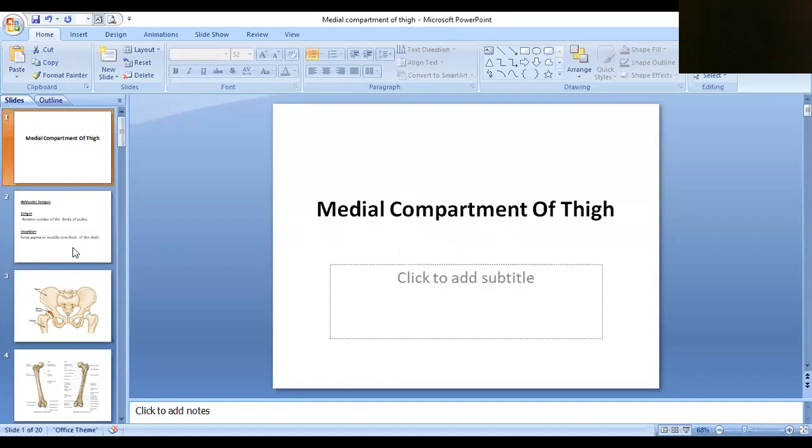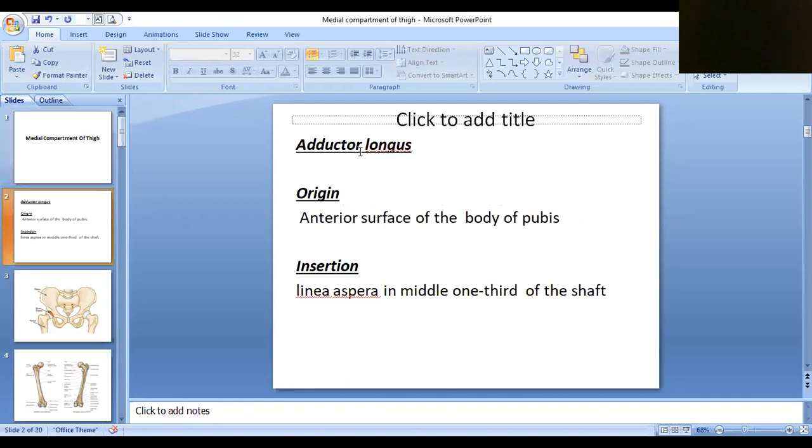The medial compartment is otherwise known as the adductor compartment, because of adduction. So the adductor compartment mainly has five muscles: adductor longus, adductor brevis, adductor magnus, then gracilis and pectineus. We have to see the details of these five muscles. First we will see the adductor longus muscle.